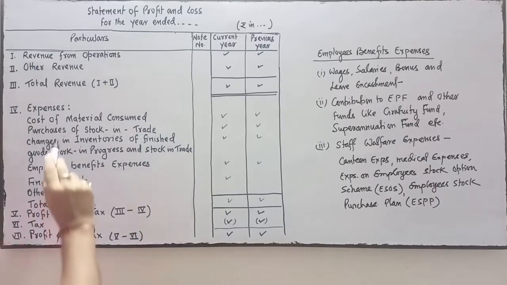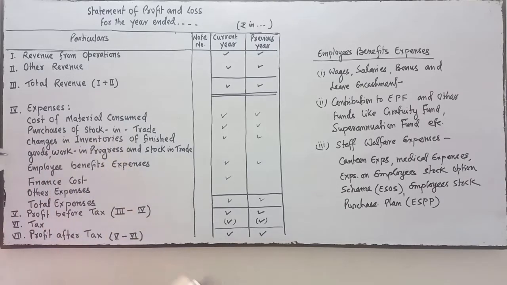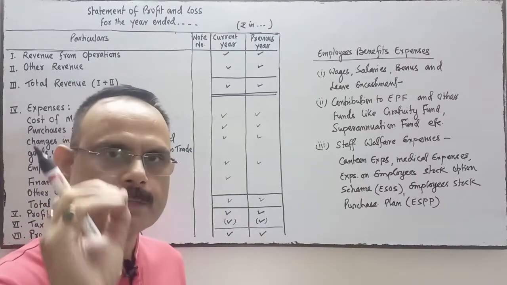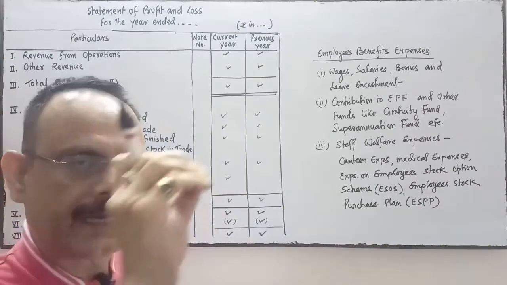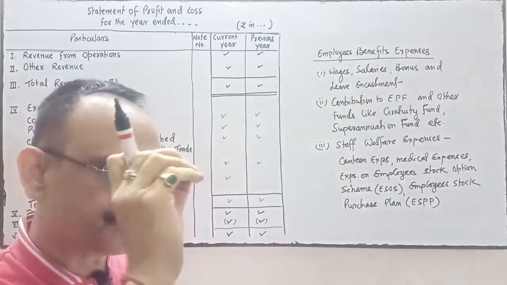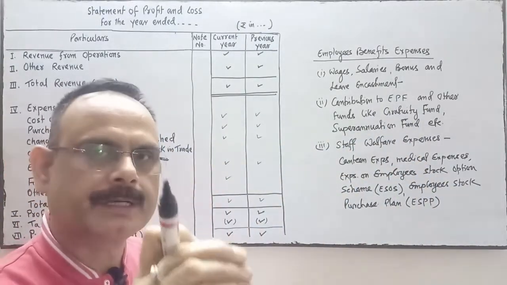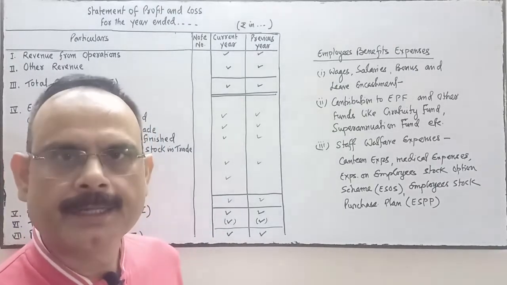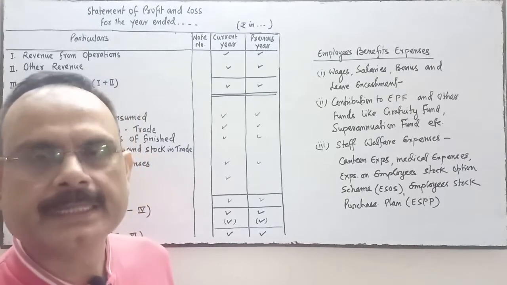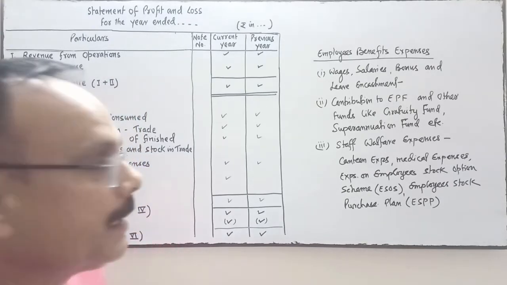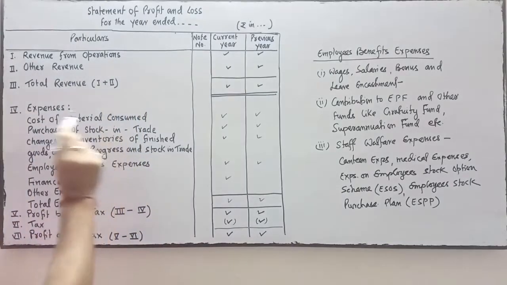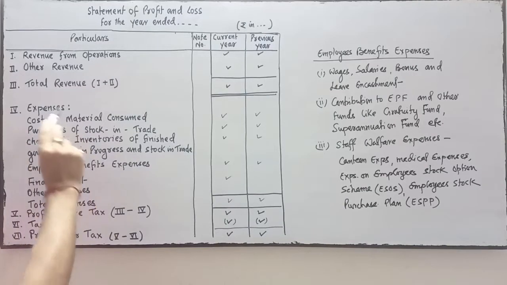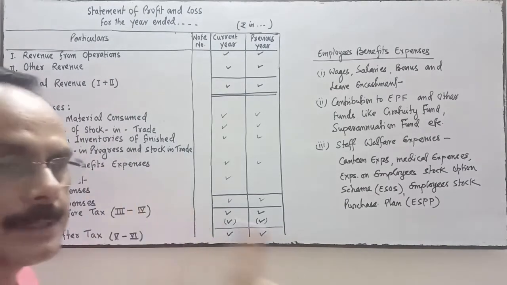So purchase of stock in trade means when the goods are purchased for sale again, that will come. If any stock is purchased and thereafter this will be processed as a raw material or modified before selling, then this will not come under the purchase of stock in trade. This will come under the cost of material consumed.